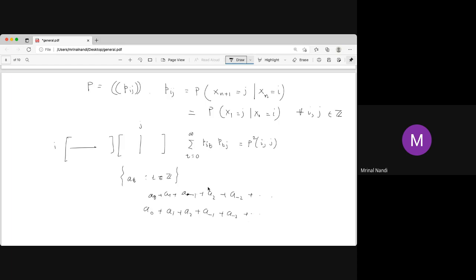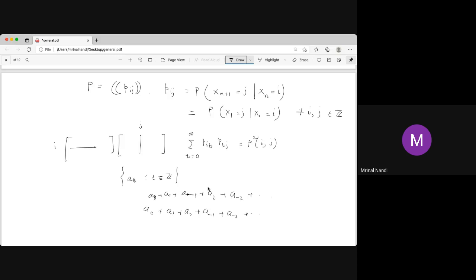Since they are all probabilities, this converges, and you can take any one first. You can take 0, then 1, then minus 1, then minus 2, or maybe you can take 0, 1, 2, minus 1, minus 2, 3, 4, minus 3, minus 4. Any ordering, but the sum is equal because they are all positive terms.